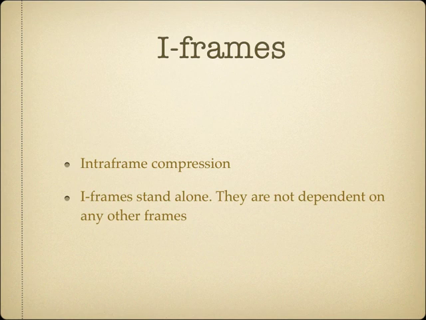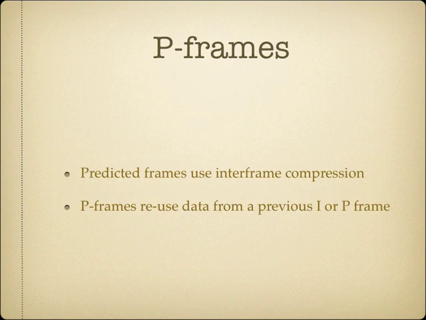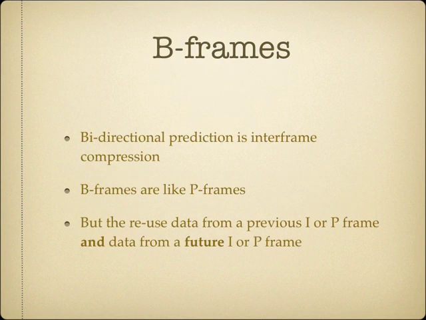I-frames are standalone frames, and they're not dependent on any other frames. If you look at the syntax of an I-frame, it's pretty much a JPEG. P-frames are predicted frames, and they reuse data from a previous I or P-frame, so they can depend on other P-frames as well. And then bidirectional frames. Bidirectional prediction uses data from a past I or P-frame and a future I or P-frame, but never another B-frame. By the time you've constructed a B-frame, it's shabby enough, and you don't want to build B-frames on other B-frames, because the noise that gets introduced is just too much.